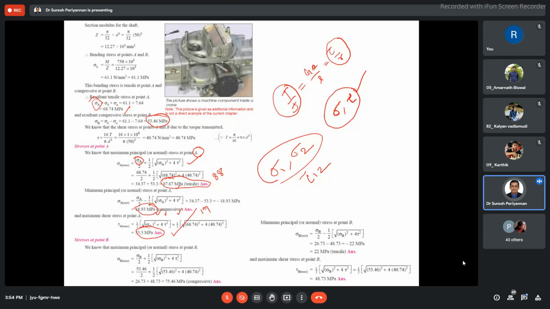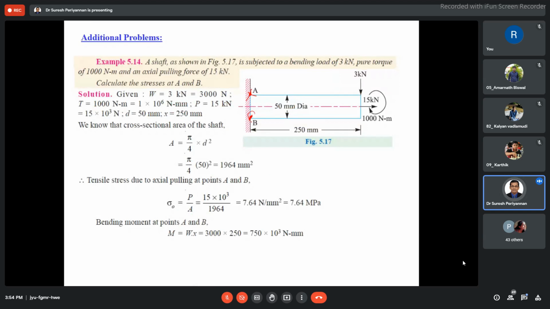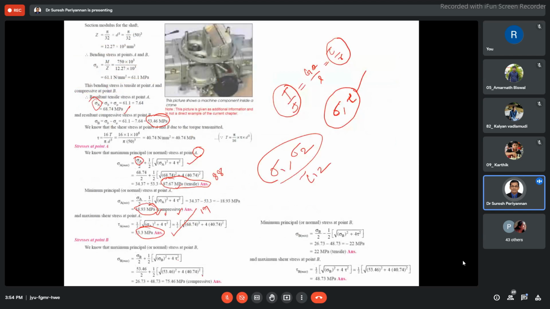Now see here, this is our max point B. Point B is always compressive, right? See here, point B is always compressive. Hence, I am using compressive sigma 1 at point B. For the minimum principal stress at point B, here again I am using minimum principal stress, and it will be tensile. Here it is coming tensile.